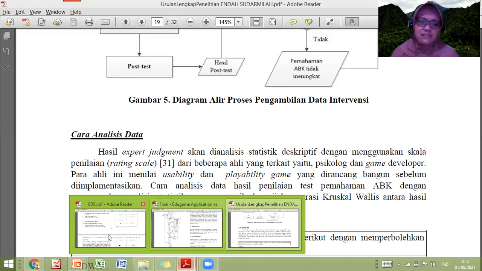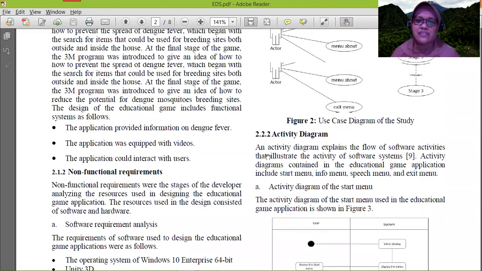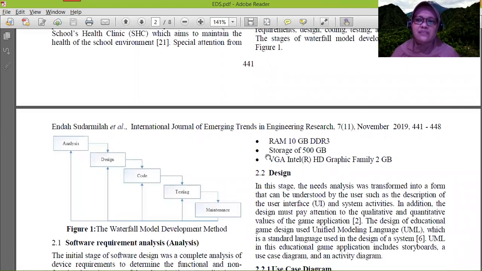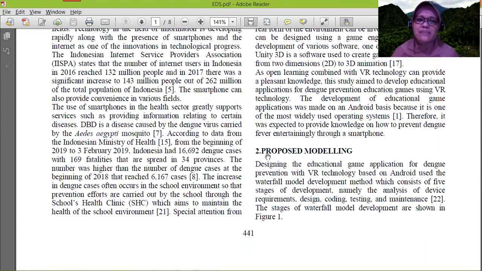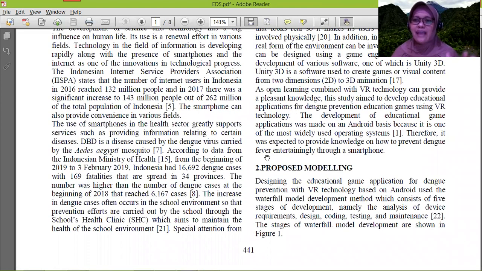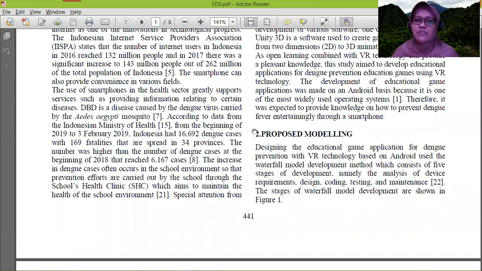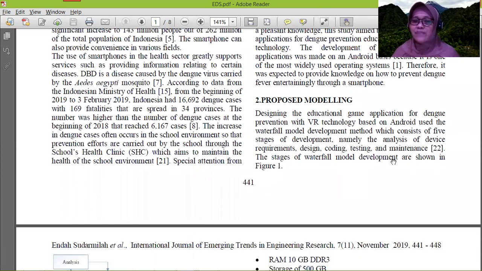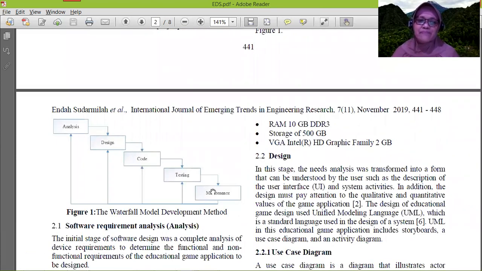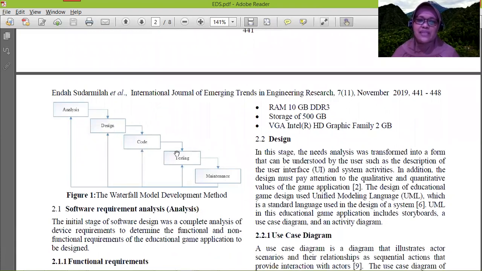Another example for you is how to write the research method in our publication article. You have seen this paper. This journal said not to use research method but to use proposed modeling. It's the same, proposed modeling. So I use AR technology for Android, and I will develop this with the waterfall model, and we can tell step by step in detail.